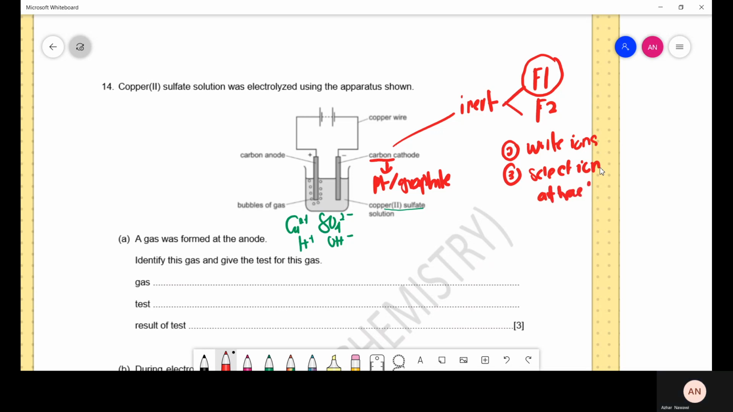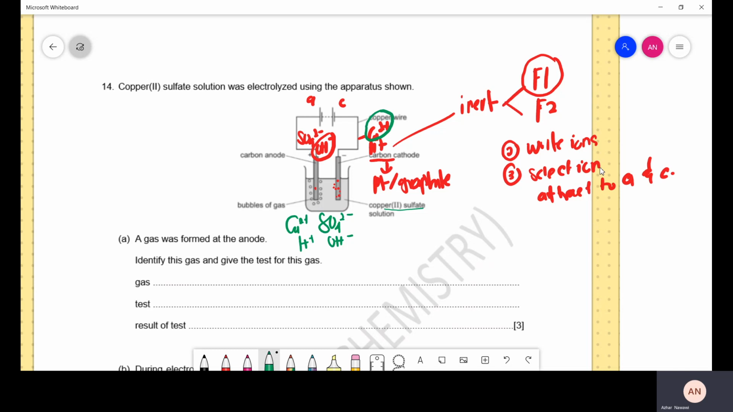After you list the ions, the third step is to select the ions attracted to the anode and cathode. If you remember, the tall one is anode and the short one is cathode. The anode is positive, so the ions that come there are negative: either SO4 2- or OH-. The cathode is negative, so the ions that come there are Cu2+ or H+. Between SO4 and OH, you will choose OH because it is lower in the series. Compared to Cu and H+, you will choose Cu because it is at the bottom.